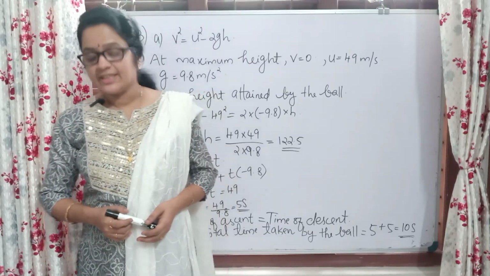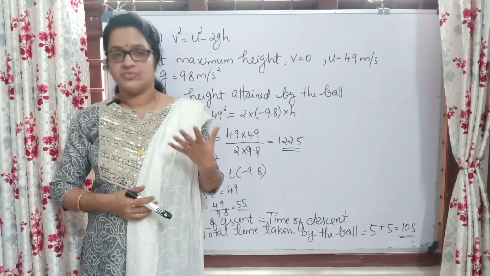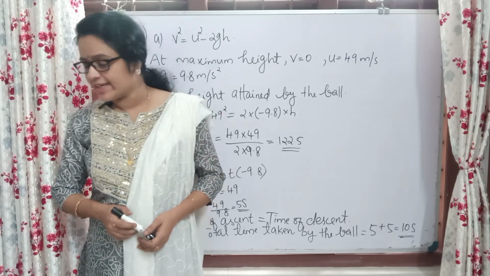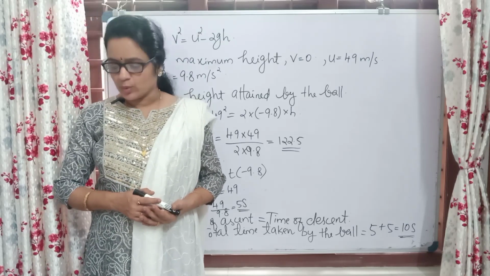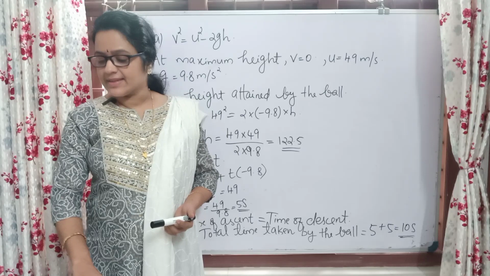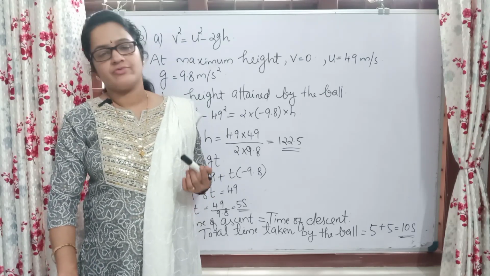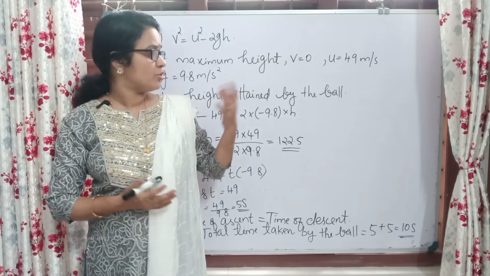Now we have the 13th question. The question is, a ball is thrown vertically upwards with a velocity of 49 meters per second. Calculate the maximum height to which it rises. And the second question is the time taken to return to the surface of earth. So here two questions are given.